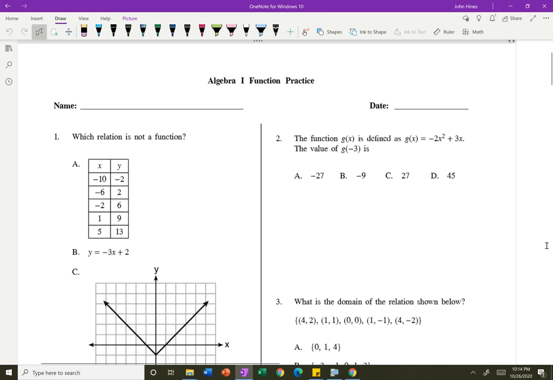Hi everybody, now that we're towards the end of our function unit, let's spend some time to practice and go over these practice problems you've completed. So number one, which relation is not a function?